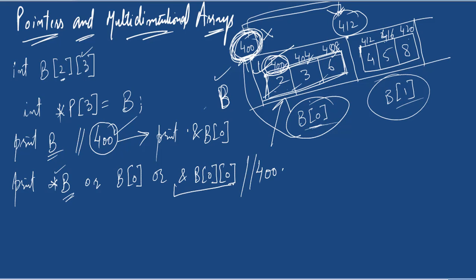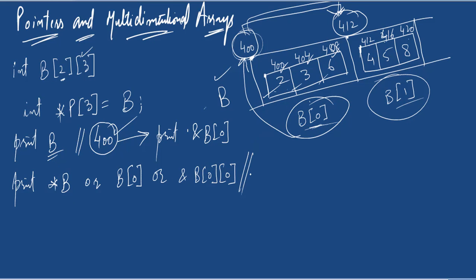Similarly, b0 and 0. This is b0 and it is the 0 element. The internal 0 element is this, where 2 is located, and the address of that is 400. Address, why? Because I am talking of address, as AND is written here. So this element represents this 2, but this AND represents the address of this 2, that is 400. So this will return me this 400.